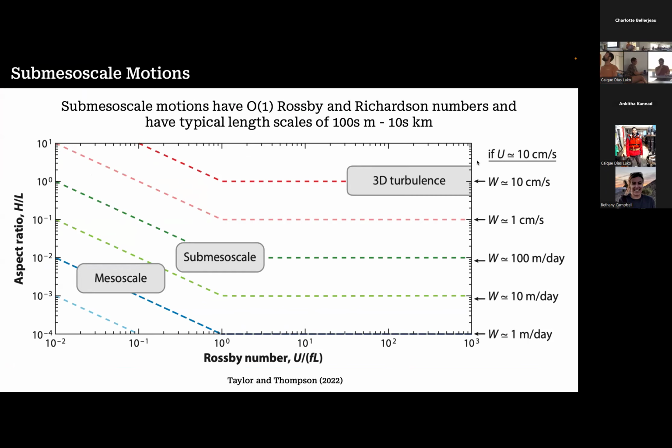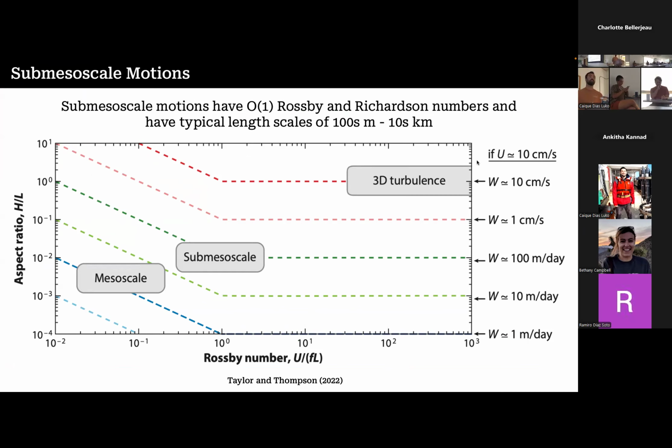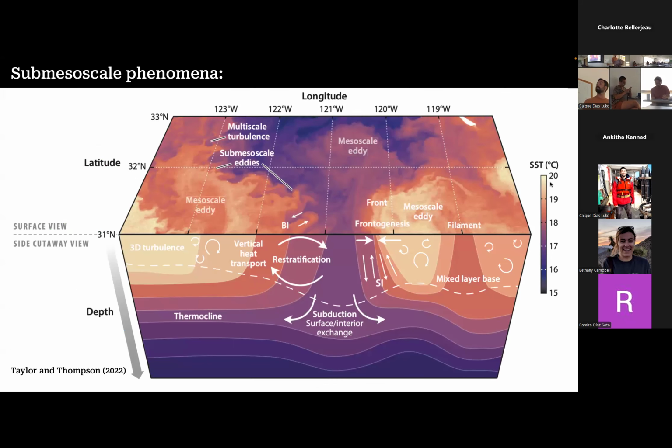They have typical length scales ranging from hundreds of meters to tens of kilometers. They lie just between the mesoscale and the 3D turbulence. At the mesoscale, your motions are more 2D, and at the 3D turbulence, it's more 3D. So submesoscale is on the edge where vertical velocities start to matter. Some examples of submesoscale phenomena: we have submesoscale eddies, mixed layer eddies that are formed because of baroclinic instability of mixed layer fronts. We have frontogenesis, which is the sharpening of density gradients. And we have non-geostrophic or unbalanced instabilities like symmetric instability.